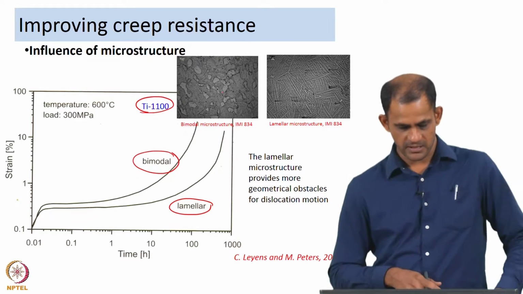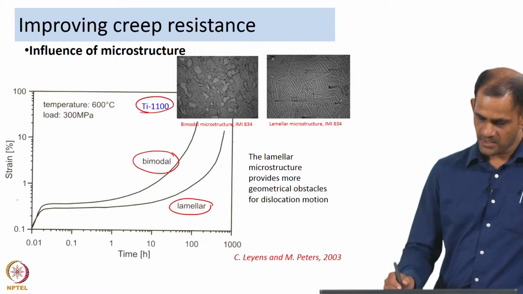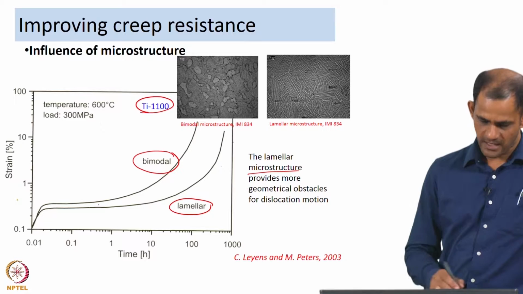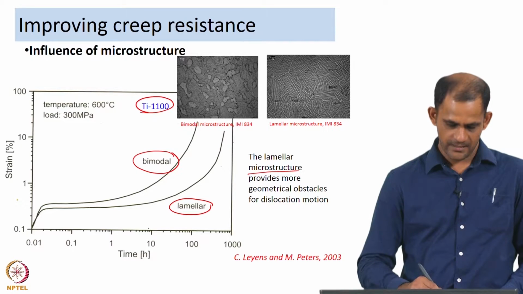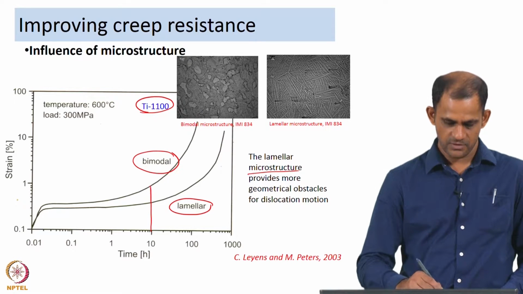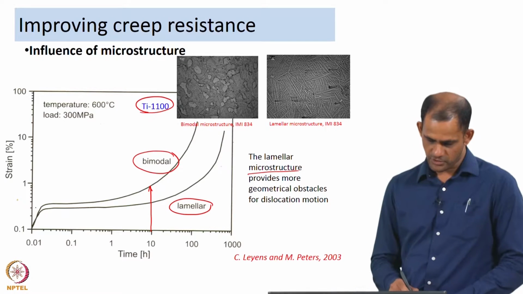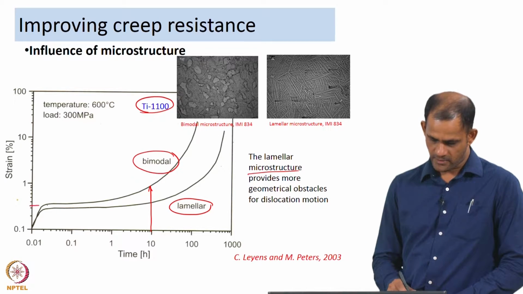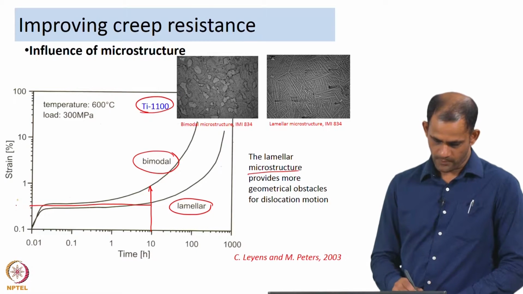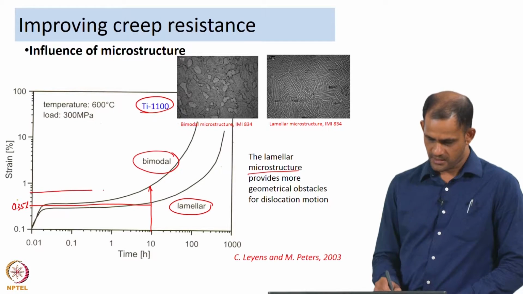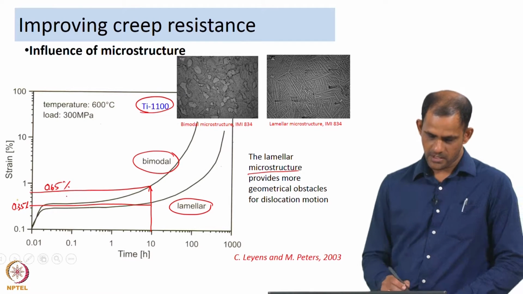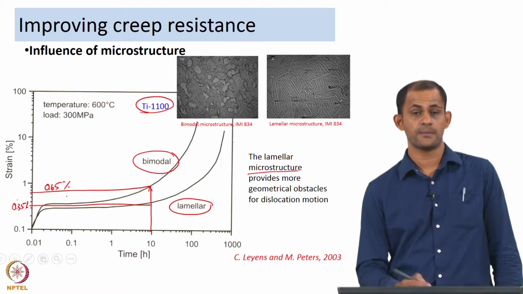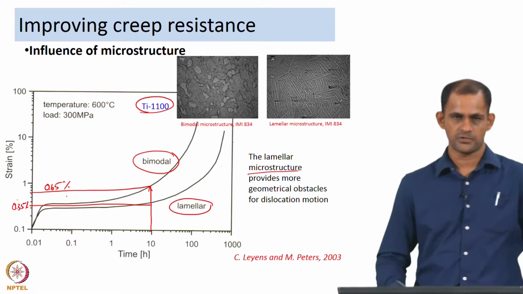What is being shown in this slide is that the lamellar microstructure is providing a higher creep resistance compared to the bimodal microstructure. Let us take a time of 10 hours. At 10 hours, the lamellar microstructure has probably deformed to 0.35% strain, whereas the bimodal microstructure has deformed to probably 0.65% strain. Which means the bimodal microstructure is more amenable to creep deformation compared to the lamellar microstructure.